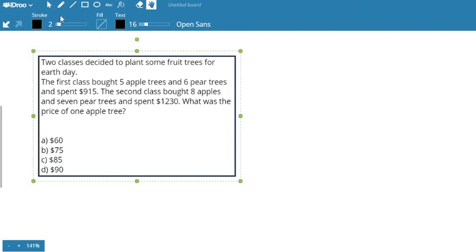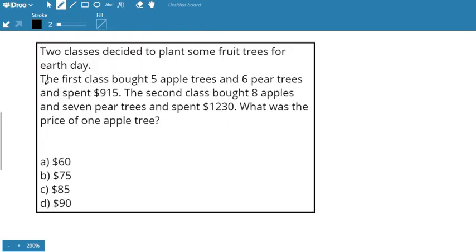Hi everyone. Here we are going to solve this word problem by using Idru board. It is about two classes that decided to plant some fruit trees for Earth Day. The first class has bought 5 apple trees and 6 pear trees and spent this amount of dollars. The other statement says that 8 apple trees and 7 pear trees were bought and they spent this amount, and he's interested in the price of one apple tree.